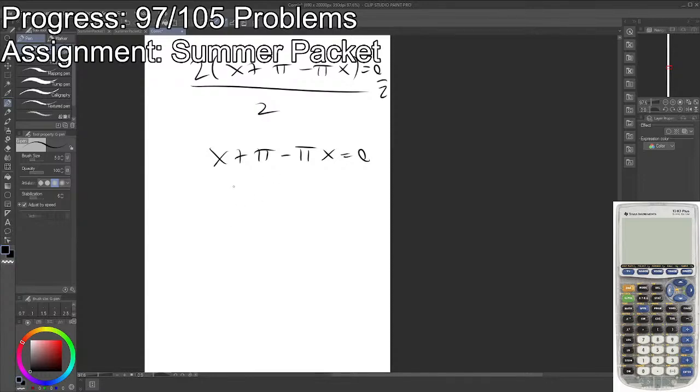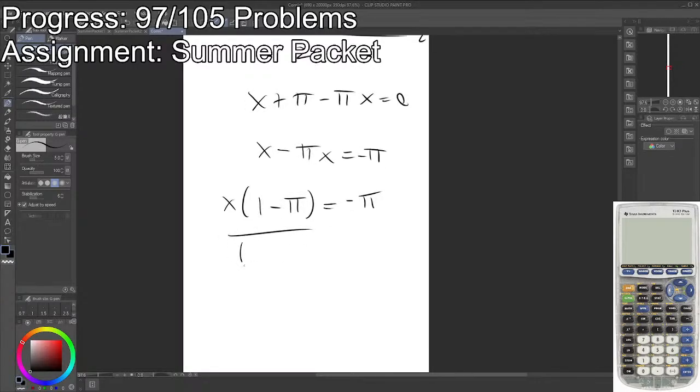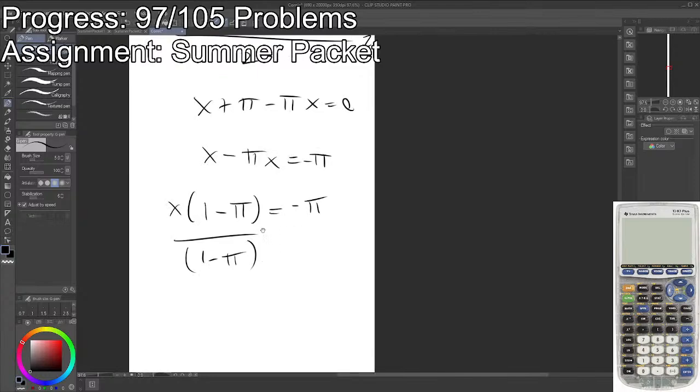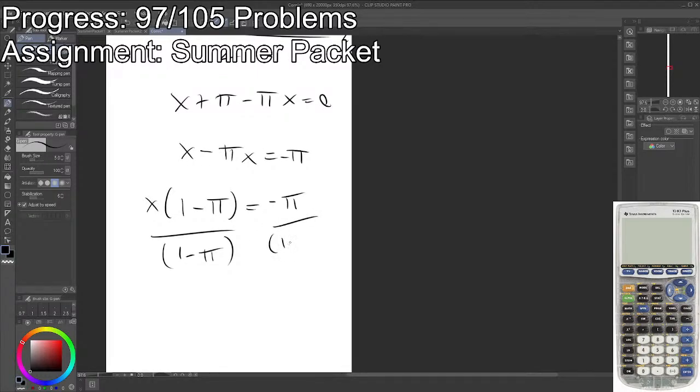Then move the pi over. Factor out an x. Yeah, and then, okay. Very smart of Photomath to do that. I mean, me. Very smart of me. Nice.